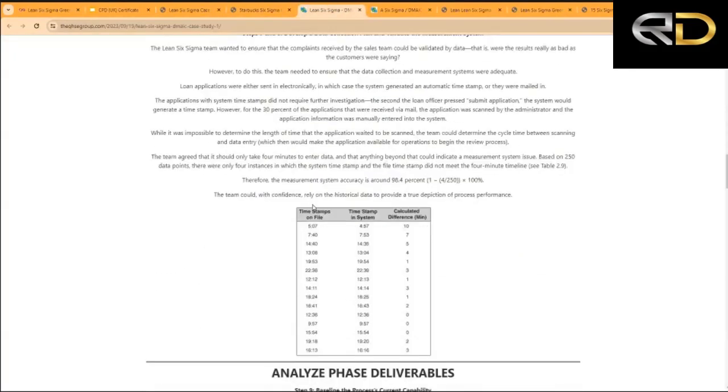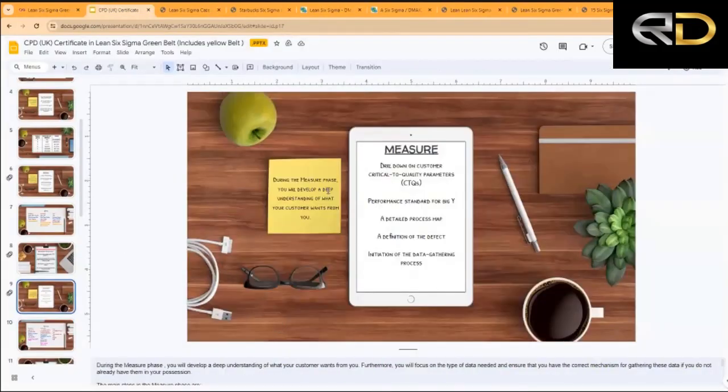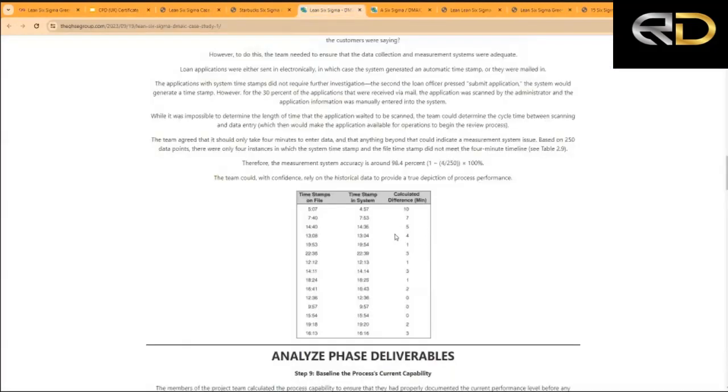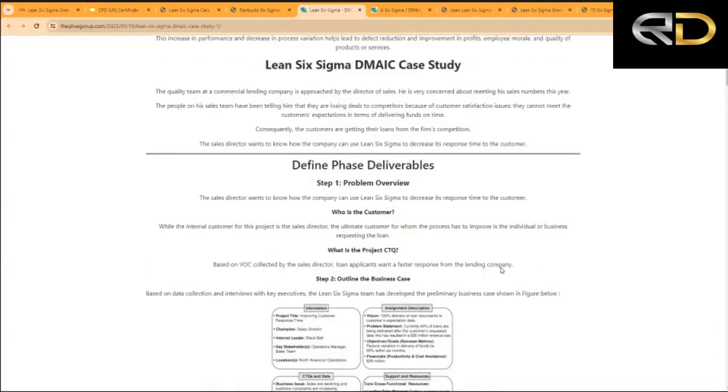And then in their data collection, as you can see, they recorded the timestamps. Some files took 10 minutes, some files were rejected, some files took 5, some 1, some 3. So this is now the variation. And ladies and gentlemen, that is what we talk about when we say a deep understanding of what your customer wants from you. This is an example of translating the voice of the customer to become the voice of the process. The voice of the customer said, okay, they want faster response from the lending company.